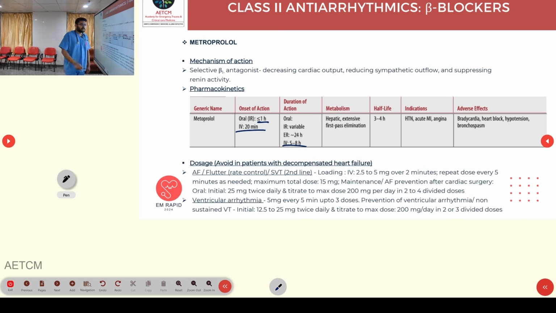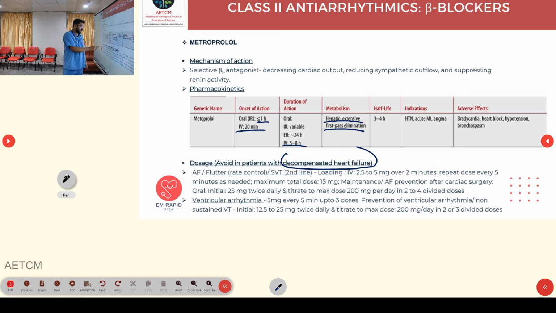Metabolism-wise, it is hepatic metabolism with similar extensive first pass elimination, and the half-life is around 3 to 4 hours. It's used for hypertension, acute MI or angina, and it has similar side effects: bradycardia, heart block, hypotension, and bronchospasm. We should avoid these drugs in patients with decompensated heart failure. That is what you have to be very clear about. If we start these agents in decompensated heart failure, it will worsen the existing heart failure.